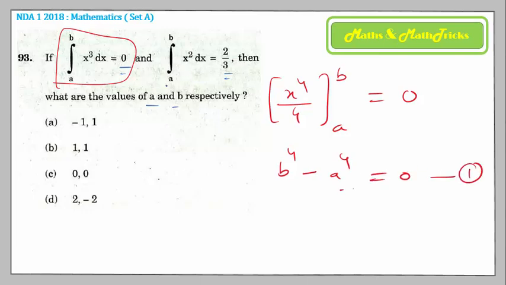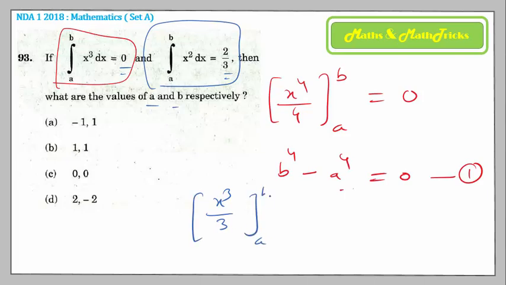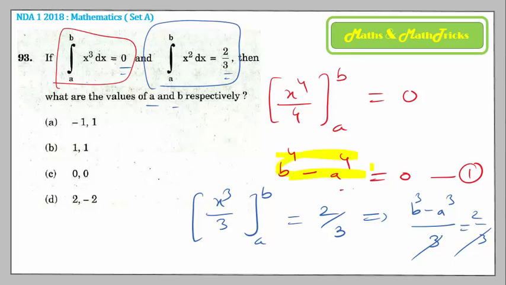Right? And what about the second one? If you evaluate, you will get x cube by 3, limits are a to b. This value is 2 by 3. So if you solve this, you are going to get b cube minus a cube by 3 equals 2 by 3. So you can see that this 3 gets cancelled. B cube minus a cube, you are getting that value to be 2. So you have to now see that you satisfy this particular equation, b power 4 minus a power 4 equal to 0, and this particular equation, b cube minus a cube equals 2.